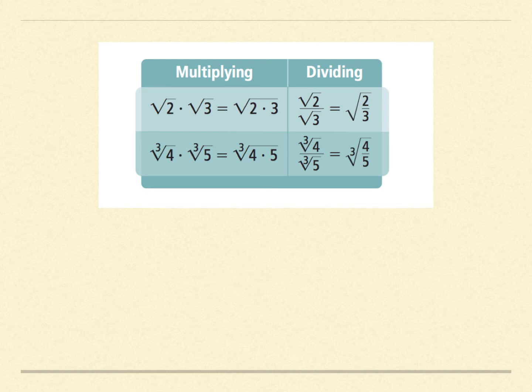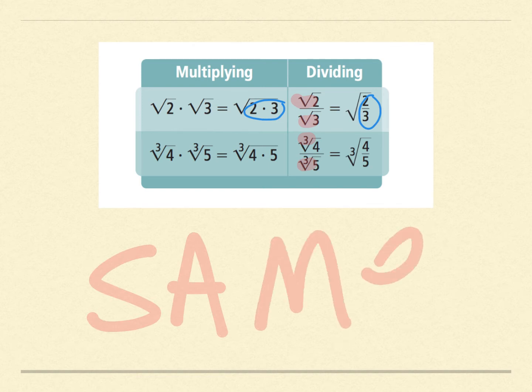Alright, so when we're multiplying, we can just combine them under the same radical and multiply together. When dividing, we can do the same thing. Just divide them under the same radical. So we keep whatever our radical is the same and just divide the numbers. So we merge it into one radical, but we can only do that if we have the same index. So here we have square root and square root, so they're the same. Cubed root and cubed root, they're the same, so we can combine them. You can only combine them if they are the same.